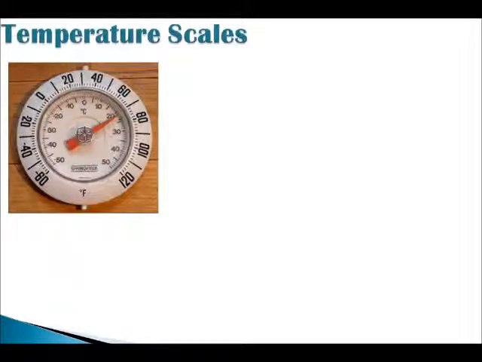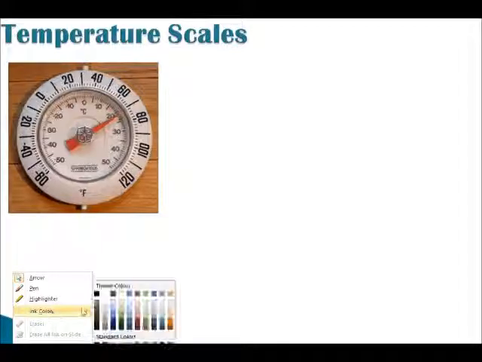So temperature scales. There's a number of different temperature scales we use. The Celsius scale, which is named after the scientist Andreas Celsius. There's the Kelvin scale, named after Lord Kelvin. Both scientists who did a lot of work with temperature. There's the Fahrenheit scale, the Rømer scale, the Delisle scale. So there's lots of different scales. The ones we use are the Celsius scale and the Kelvin scale.